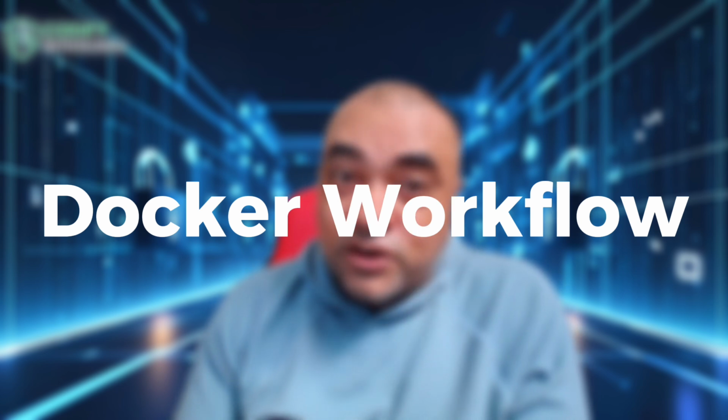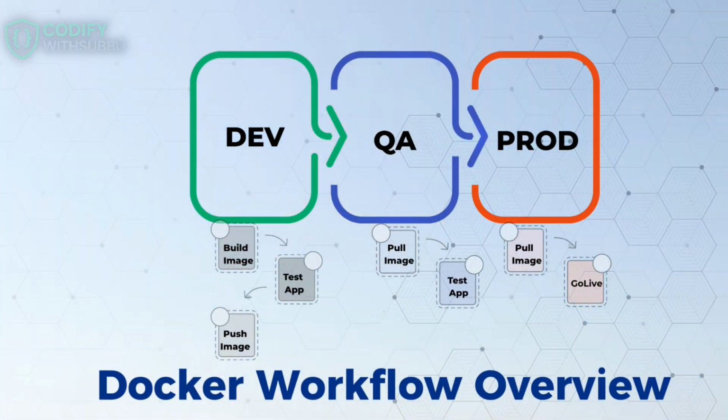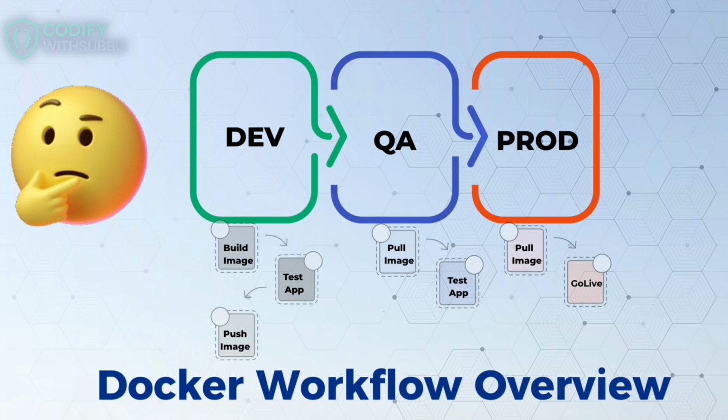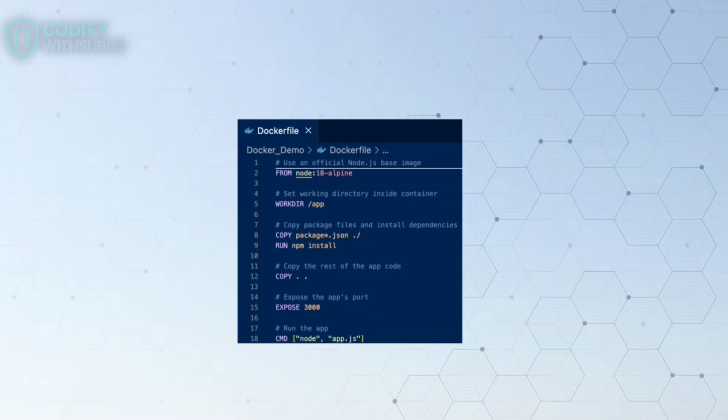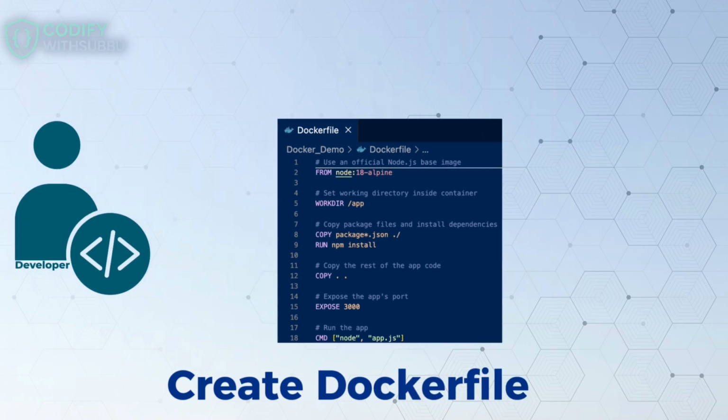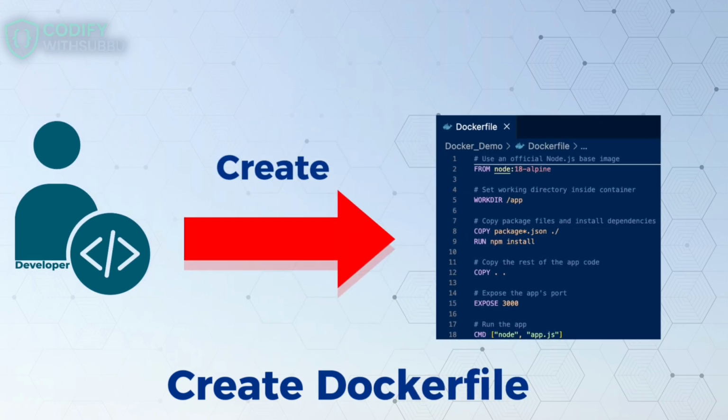Docker workflow starts with building an image. But wait, how do you build a Docker image? It all starts with a Dockerfile, a simple text file where the developer writes step-by-step instructions to package the app.